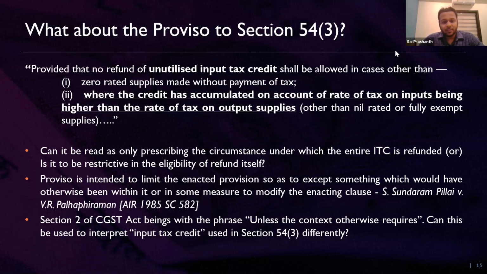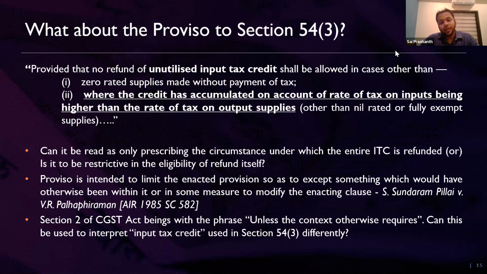They have only said that it uses the word output supplies, it covers goods and services under its ambit, and therefore will have to necessarily include inputs and input services. This is their reasoning for it. But the entire debate boils down to how we read this portion of the proviso. If we read this portion to say that it is only a circumstance, then we give full play to the beginning of the proviso, which says refund of unutilized input tax credit.